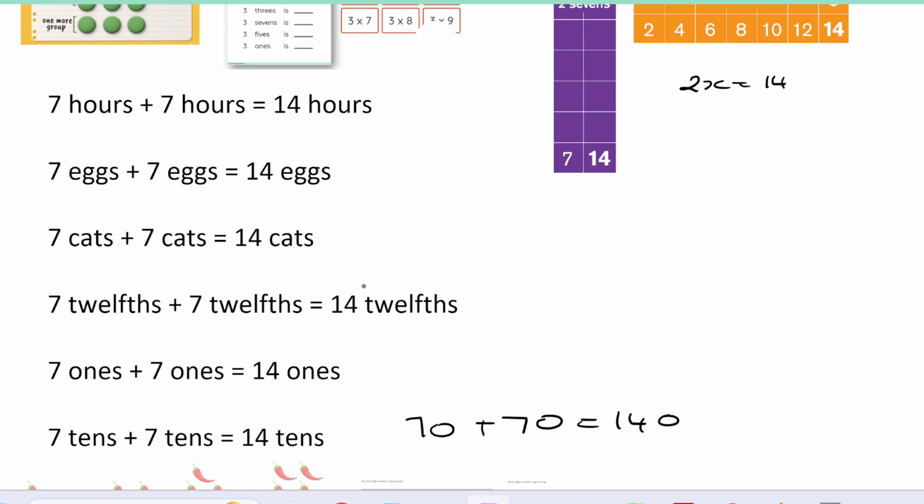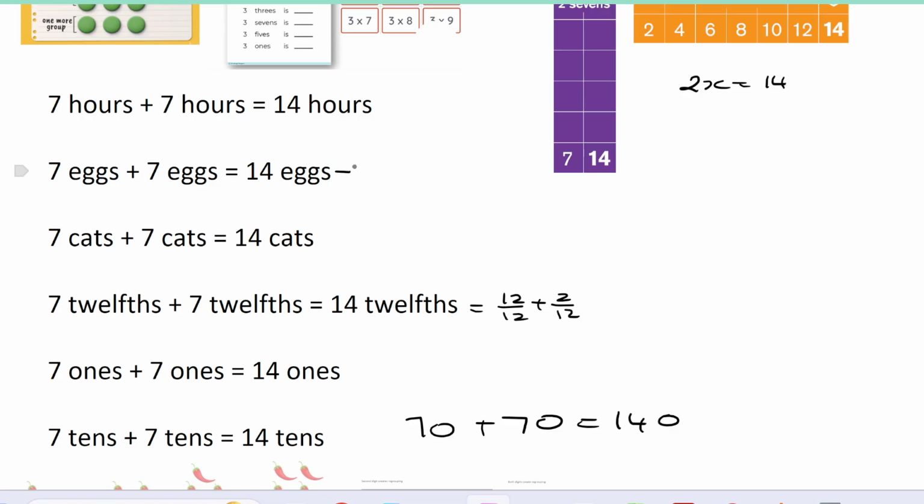It's great. We only rename and regroup when we reach an agreed unit. So we might say that that's actually 12 twelfths plus 2 more twelfths. And we would say that that's 1 and 2 twelfths.